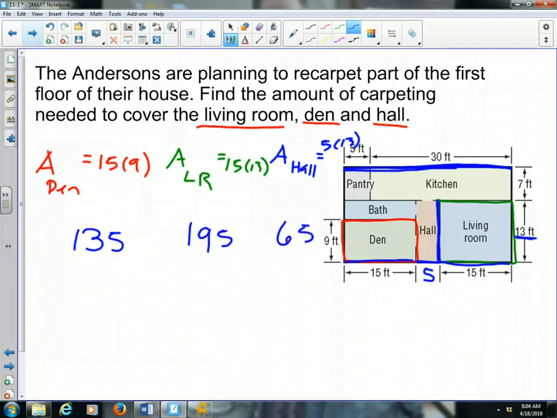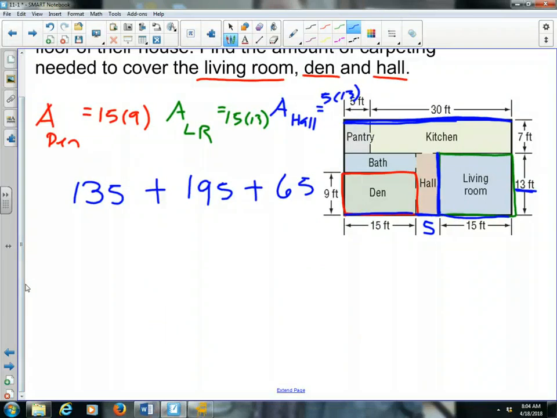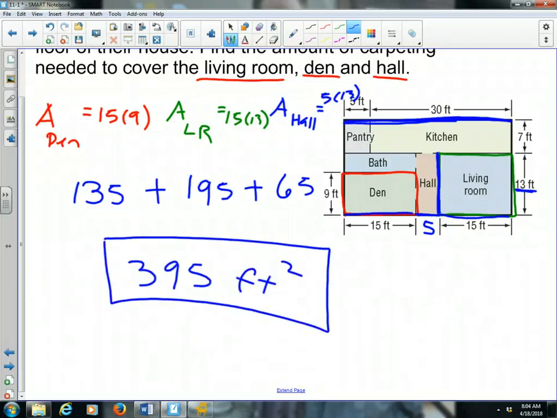So if I am going to Menards or wherever the home improvement store is, and I want to ask for this much carpet, I would add up those 3 rooms, and I would say, sir, I need 395 square feet of carpet, please. I'd probably ask for 400 just in case I made a mistake while installing it. All right, 395 square feet.